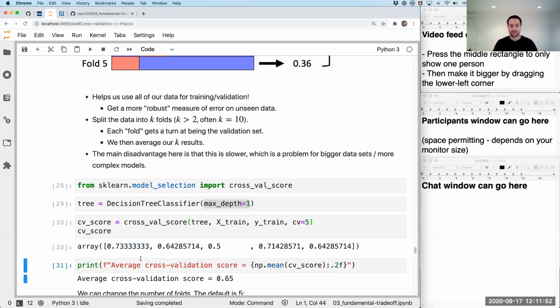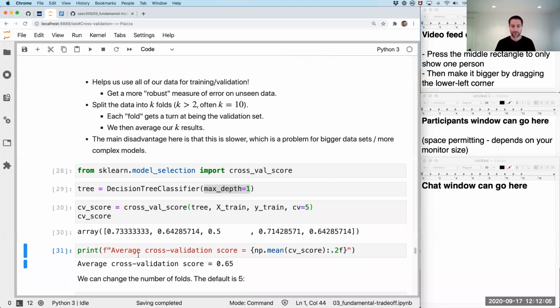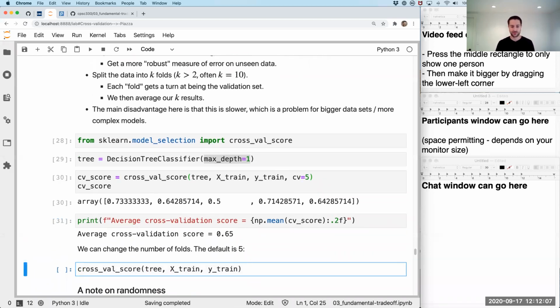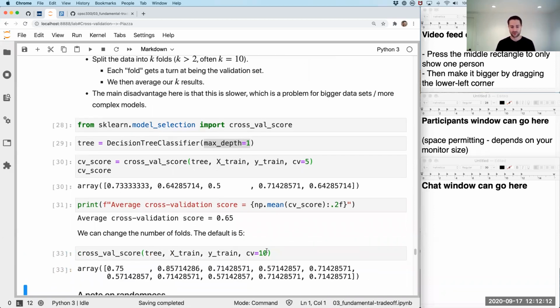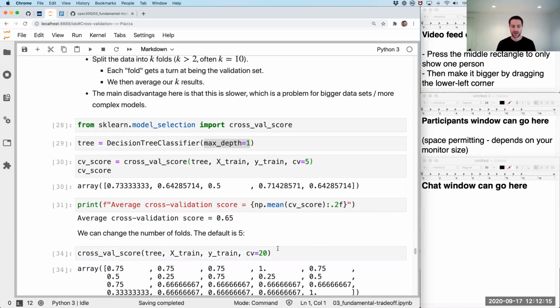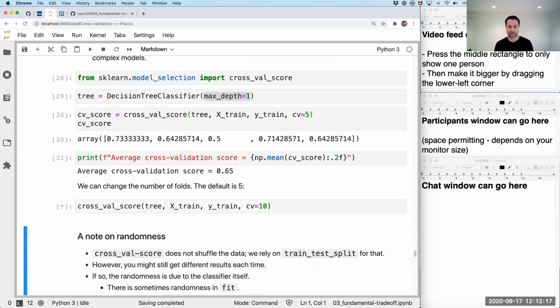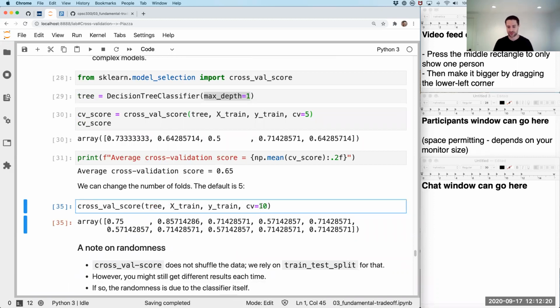So it's getting a more reliable estimate of how well I'm doing by using the same amount of data, by using our data in this clever way of just re-splitting it over and over again. And yeah, you can change the number of folds. The default is 5, but you can change it to 10. You can change it to 20. Normally the disadvantage of using lots of folds is it just takes a long time. In this case, our data set's so small that nothing's taking a long time. But normally that's a concern.